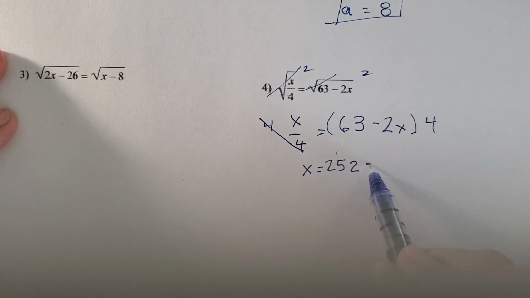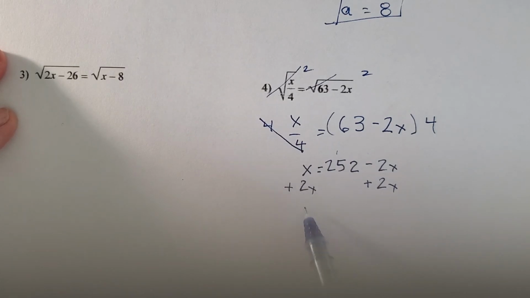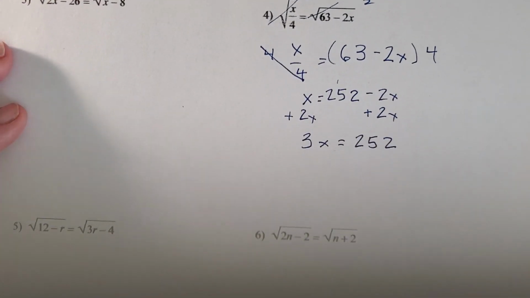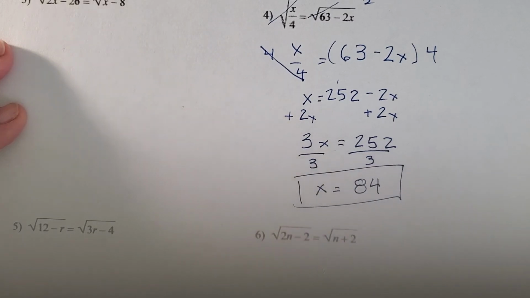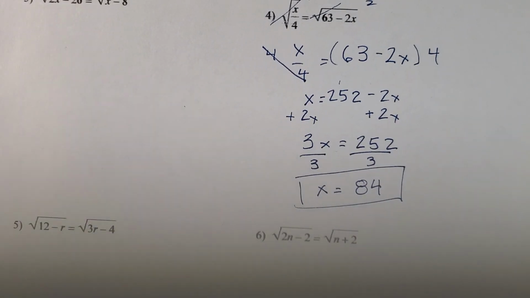252. Minus 2x. I'm going to get all my x's on one side, so I'm going to add a 2x to both sides, which gives me 3x here and 252 behind the equal sign. Okay. X is multiplied by 3, so I'm going to divide by 3, and I get 84. Use a calculator if you need to. Okay, but this is back to solving like we did in the beginning of the first semester.